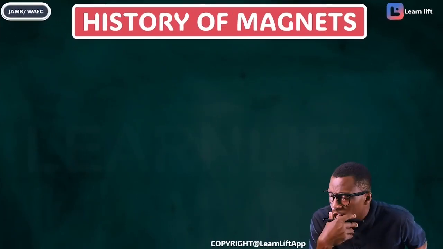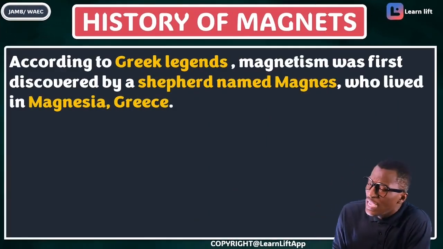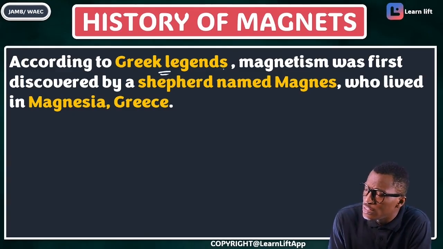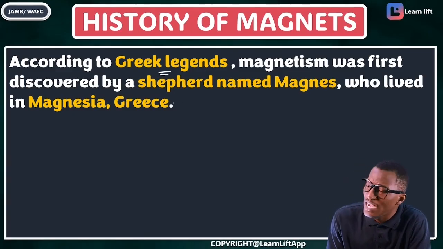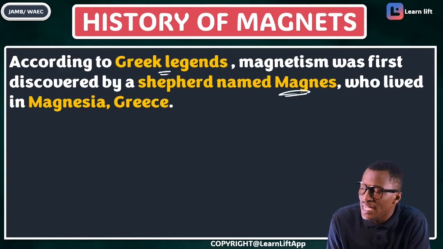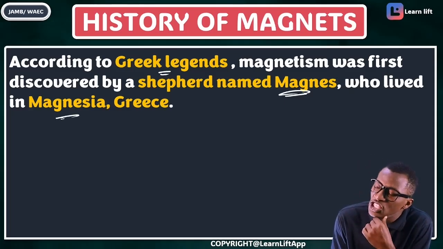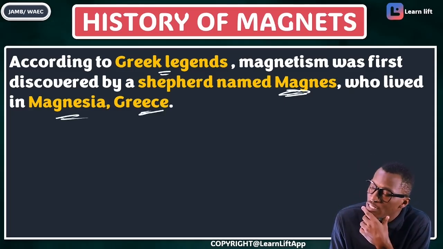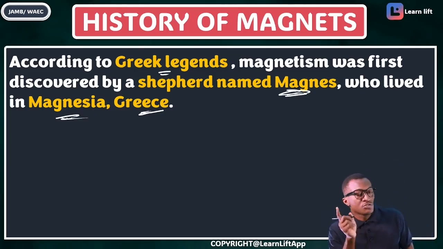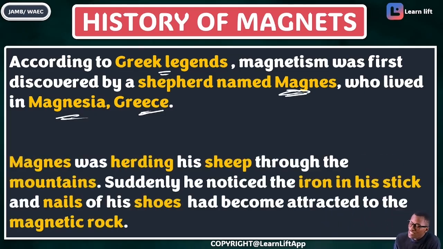Now let's see that. Take note that according to Greek legends, magnetism was first discovered by a shepherd named Manganese who lived in Magnesia in what? In Greece. His name was Magnus. He lived in Magnesia in what? In Greece. How did he discover that? Manganese was herding his sheep through the mountains. Suddenly he noticed the iron of his stick and the nails of his shoes were attracted to a magnetic rock.